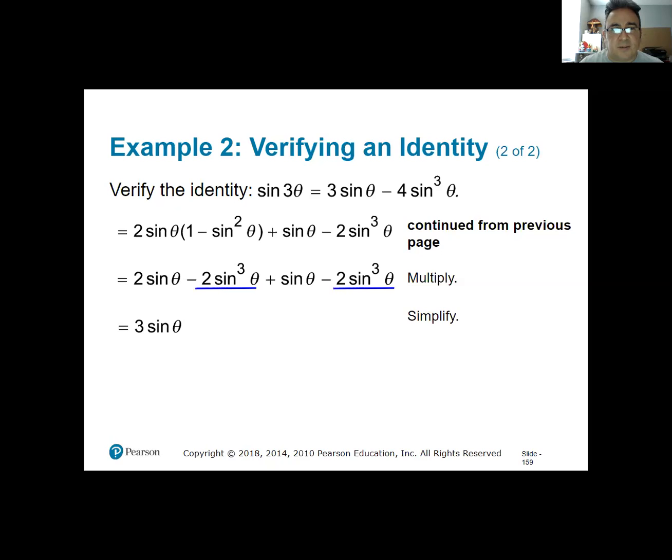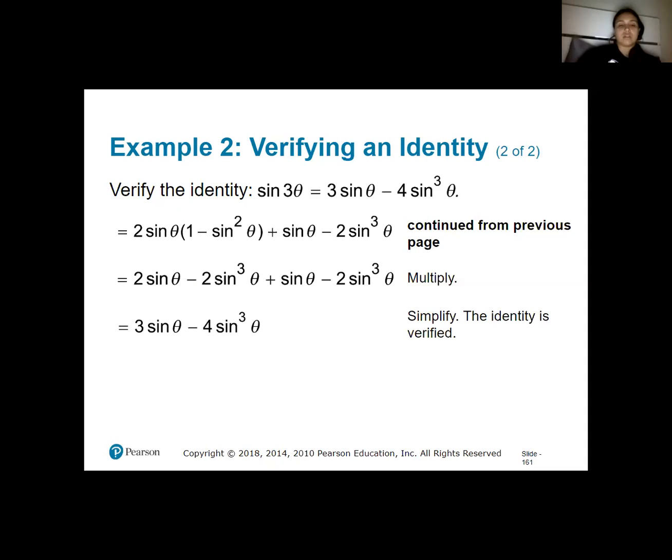Good job, Alyssa and George. Good job. Okay. And we verify the identity. Got the idea?